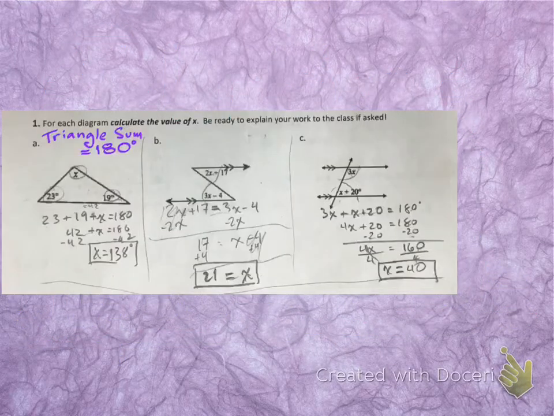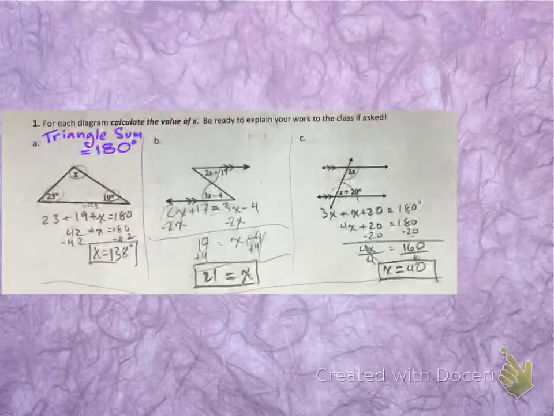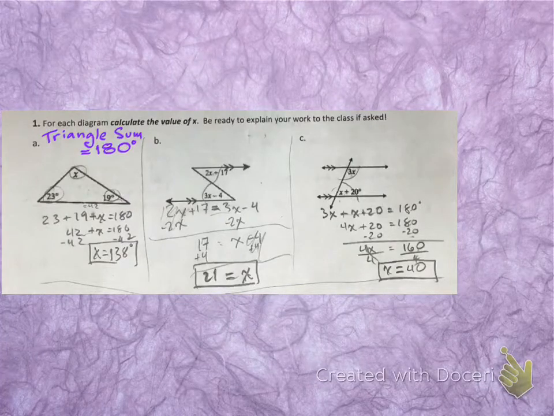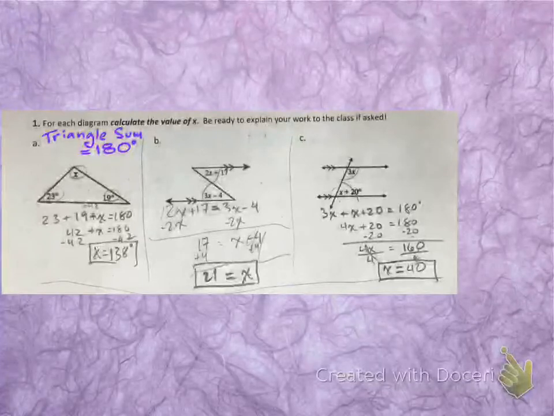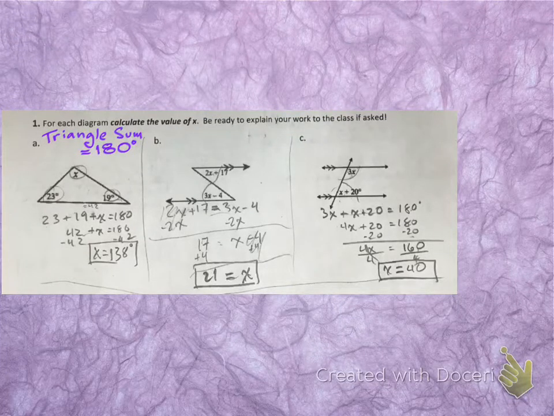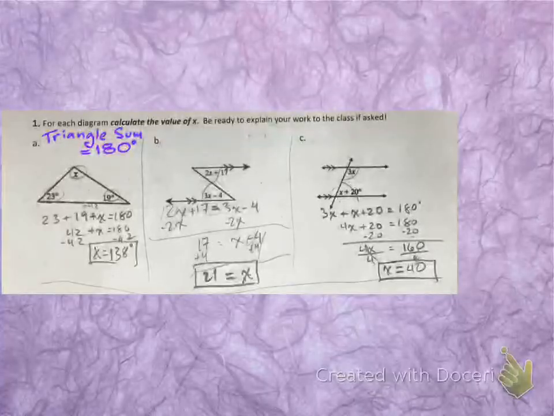Okay, let's get started. The first group of problems were about finding the value of x, and the way you do that was writing an equation that actually matches what the truth is about the diagram. That's kind of a long, awkward way of saying it, but you have to write an equation each time and solve it for x.